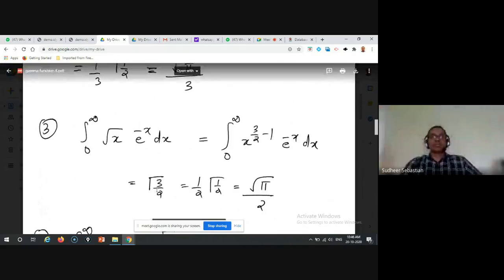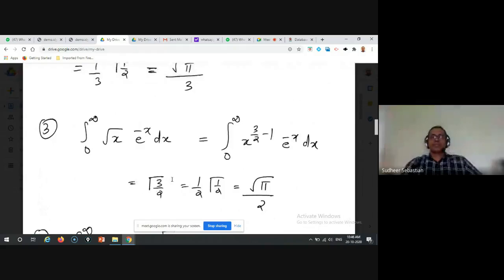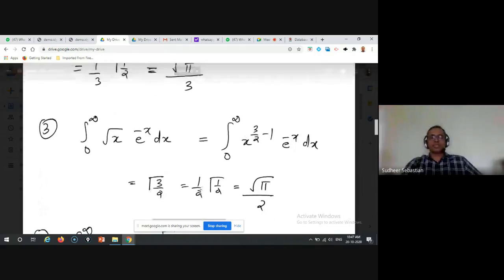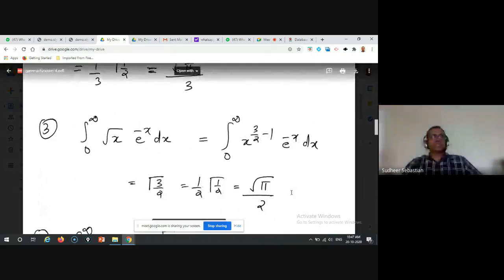So this is gamma 3 by 2. See, x to the power 3 by 2 minus 1, exponential minus x dx. This is gamma 3 by 2. So this is half gamma half. So this is root pi by 2. So this is quite easy.